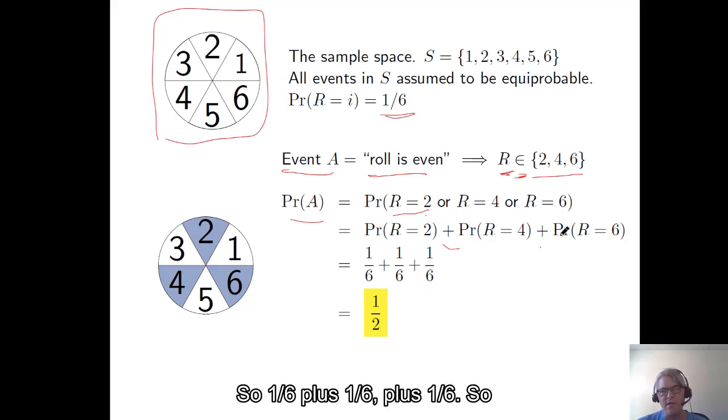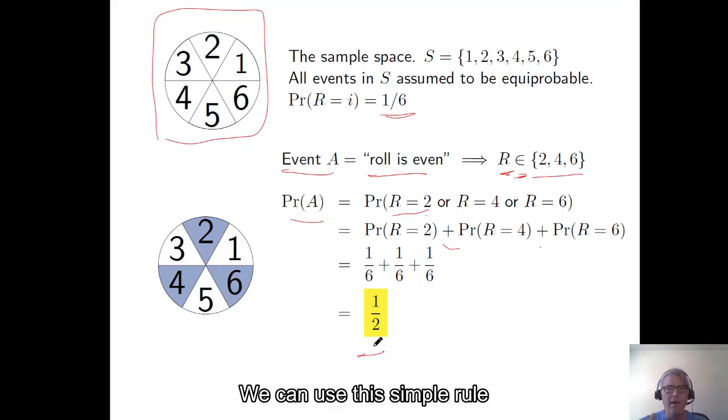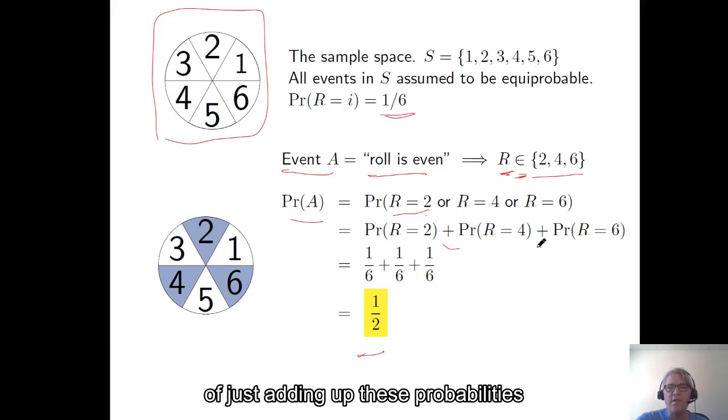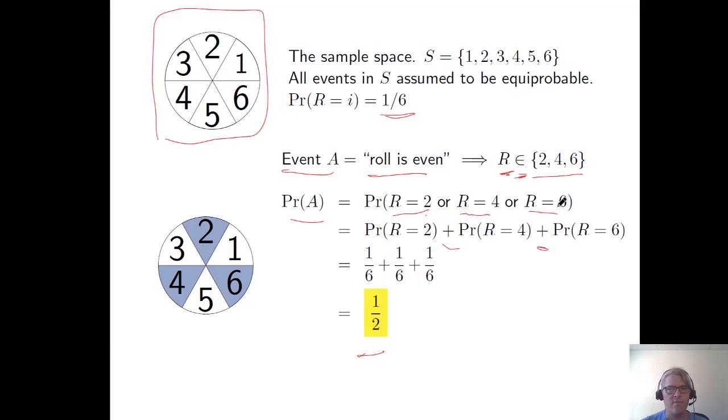And so because of that, we can just add the probability of each of those 3 events. So 1/6 plus 1/6 plus 1/6, so it's 1/2 down here, right? We can use this simple rule of just adding up these probabilities because these three events, roll of 2, roll of 4, and roll of 6, are mutually exclusive to each other. Okay.